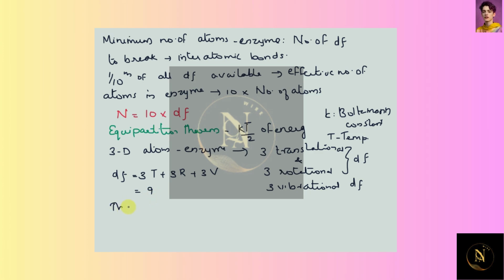Now the minimum number of atoms required in the enzyme will be N equal to 10 times dF, here equal to 10 times 9, which is equal to 90 atoms. Therefore, the enzyme must be composed of at least 90 atoms to have enough degrees of freedom to break the relevant interatomic bonds, assuming that only 1/10 of all degrees of freedom of the atoms in the enzyme are available for cooperative functioning.